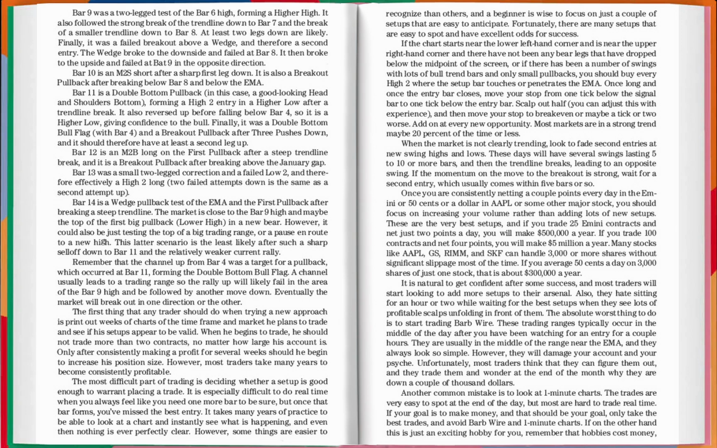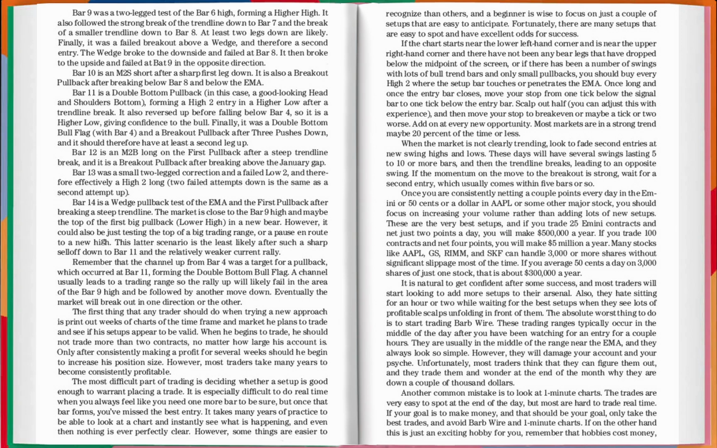Finally, it was a failed breakout above a wedge and therefore a second entry. The wedge broke to the downside and failed at bar 8. It then broke to the upside and failed at bar 9 in the opposite direction. Bar 10 is an M2S short after a sharp first leg down. It is also a breakout pullback after breaking below bar 8 and below the EMA.